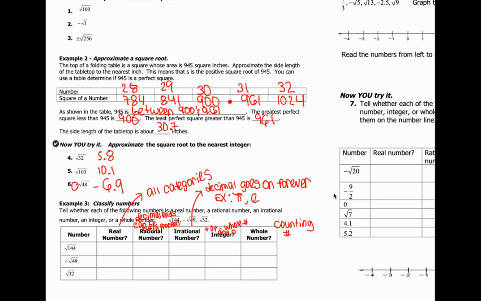Okay, so they're going to ask us to classify. So we know this is 12. So that is a whole number, which means it's considered an integer. It's rational because it could be written as a fraction, and it's real. When it would not be a real number is if you had an imaginary number, which you won't see until algebra 2. This is -7, so that's not a whole number. When you're counting, you don't say -7. You would count 1, 2, 3, 4, 5, 6, 7. It is an integer. It is rational because it could be written as a fraction, and it is real.